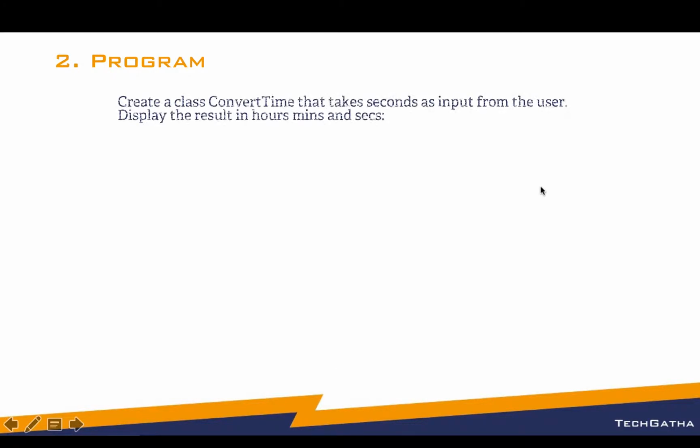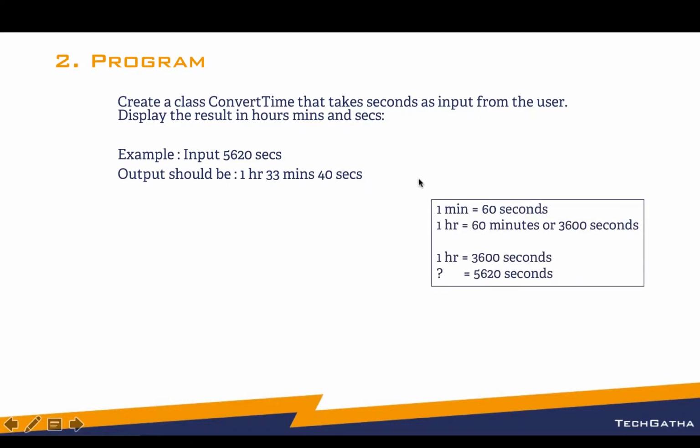Now let's solve the next program. Here we have to take the input from the user, that is seconds, and convert that into hours, minutes, and seconds. For example, input is 5620 seconds, and we have to convert that and display 1 hour 33 minutes and 40 seconds. Now how do we do the conversion of seconds into hours and minutes? We know that 1 minute is 60 seconds and 1 hour is 60 minutes or 3600 seconds. So if 1 hour is 3600 seconds, the input is 5620.